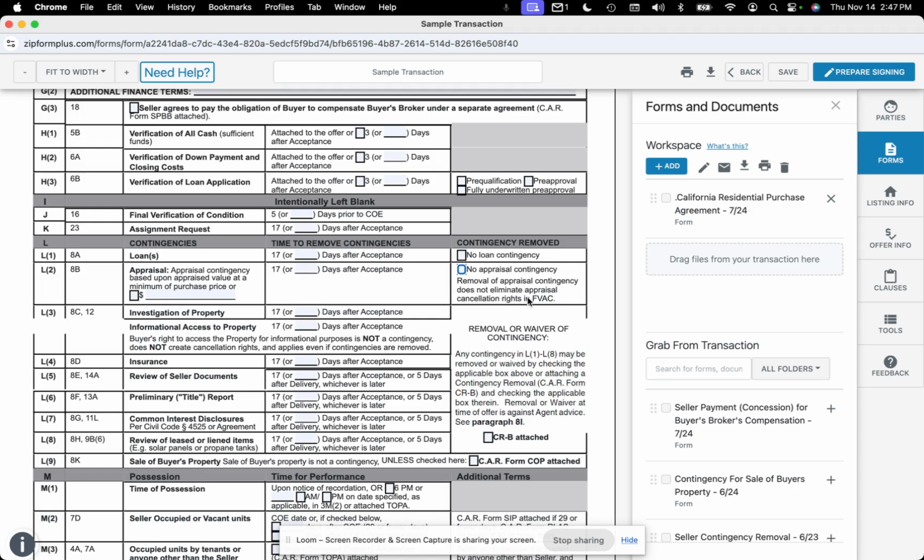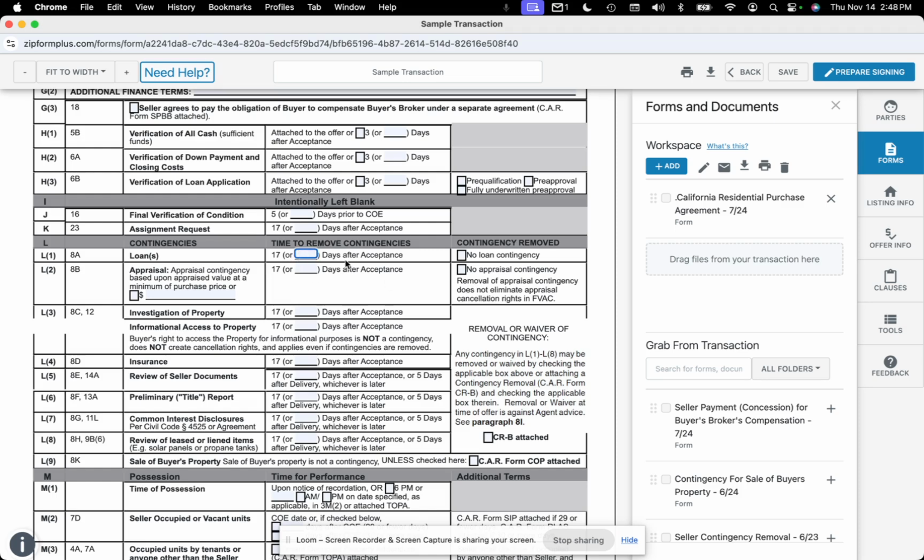And keep in mind, if you are using a VA loan or an FHA loan, you are going to be required to sign a form called the FVAC, which essentially is an appraisal contingency in its own right. It's separate from the appraisal contingency, but it basically says that you can cancel the contract if the appraised value falls shorter than the purchase price. So you have that as backup anyway if you did remove your appraisal contingency.